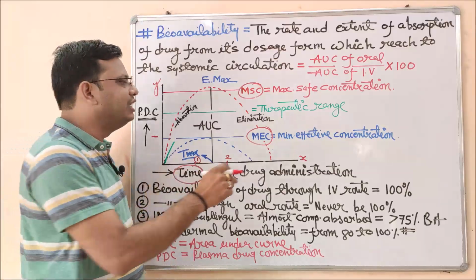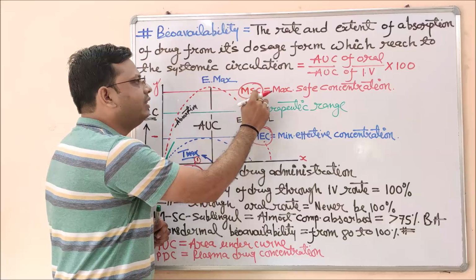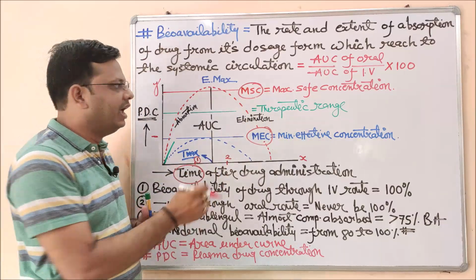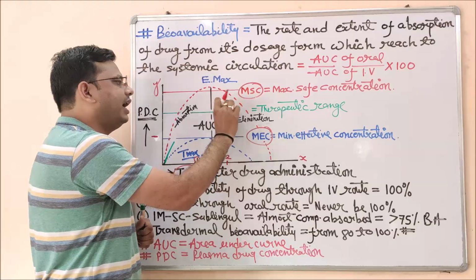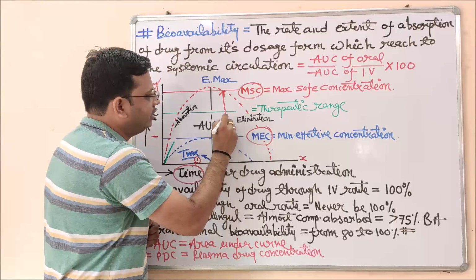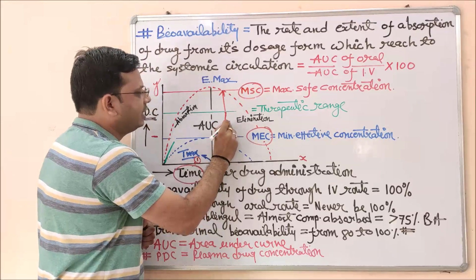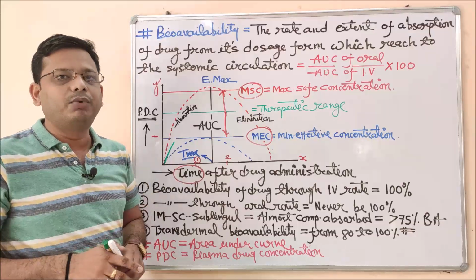So the drug should lie between the MEC, that is the minimum effective concentration, and the MSC, that is the maximum safe concentration, and that region, as you can see, is the green line. This green line is called the therapeutic range. Any drug lying between these two parameters is considered a safe or therapeutic dose of that particular drug. So this is the therapeutic range.